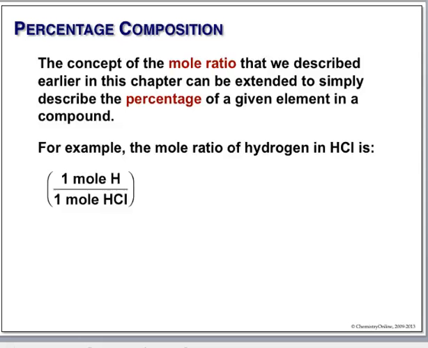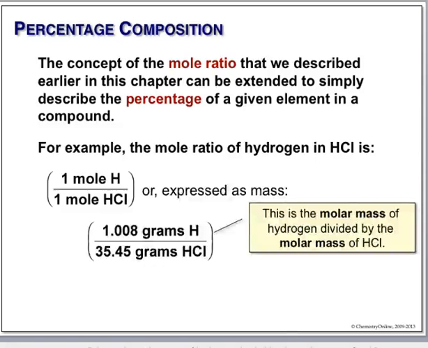Now, we know that 1 mole of hydrogen weighs what? Look at your periodic table. Weighs a gram, right? So 1 gram of hydrogen is the same as 1 mole of hydrogen. How about 1 mole of HCl? If you add it up, it's about 35.5 grams.